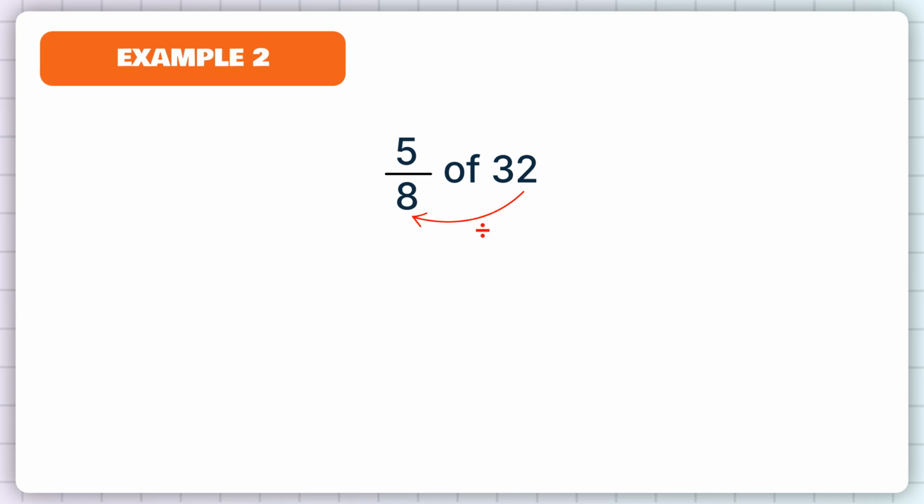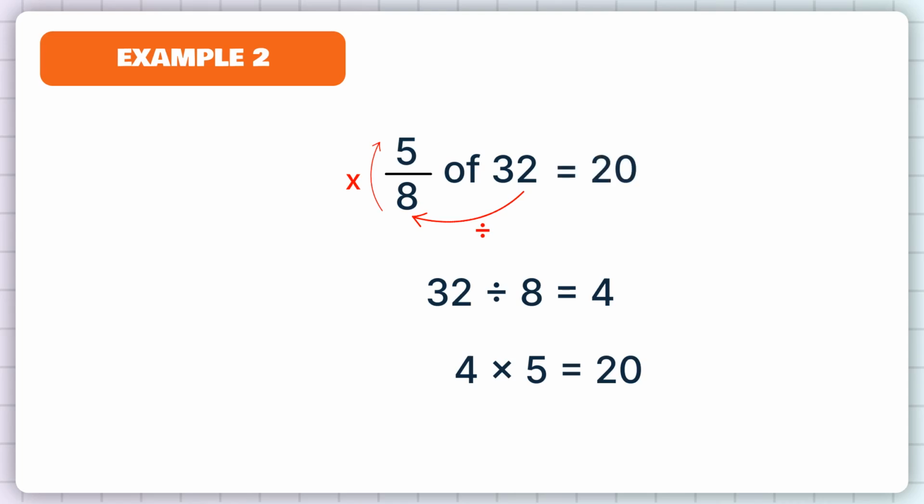For our next example, let's find 5/8 of 32. First, divide 32 by the denominator. 32 divided by 8 is equal to 4. The number we're left with, 4, is 1/8 of 32. Next, we multiply by the numerator. 4 multiplied by 5 is equal to 20. Therefore, 5/8 of 32 is 20.